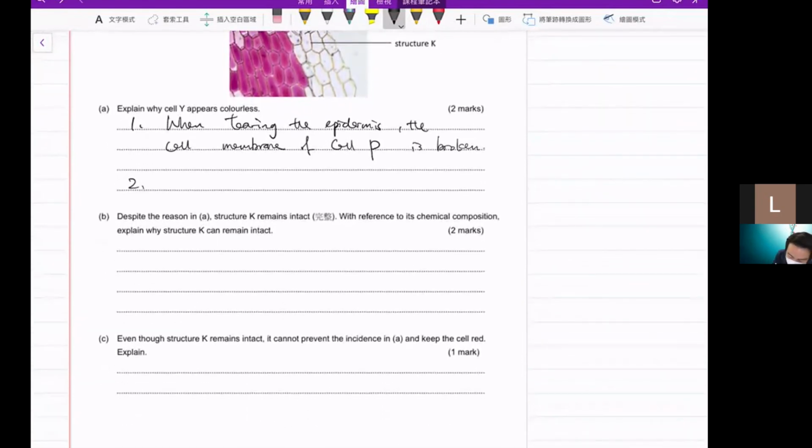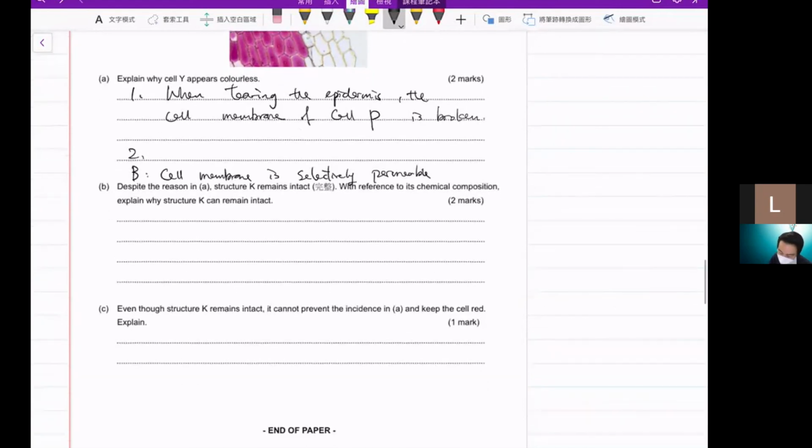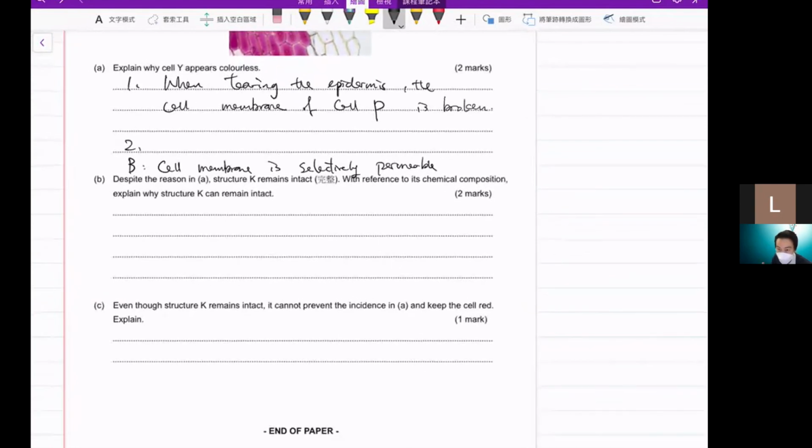For this question, there is one bonus mark. If you are able to tell that the cell membrane is selectively permeable, then you will get an extra mark. This point is very important because the cell membrane is selectively permeable. So if it is not broken, the red pigment cannot leak out. So this point also is worth one extra mark.